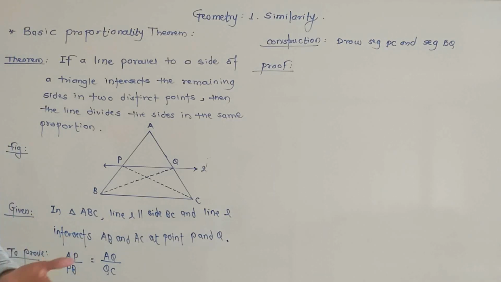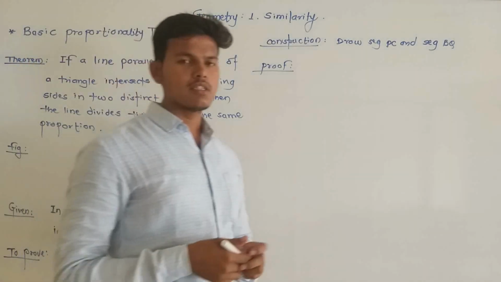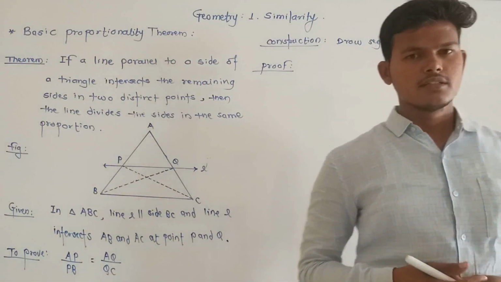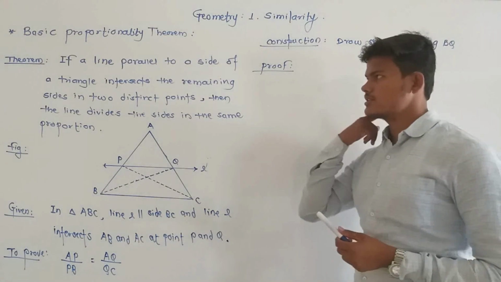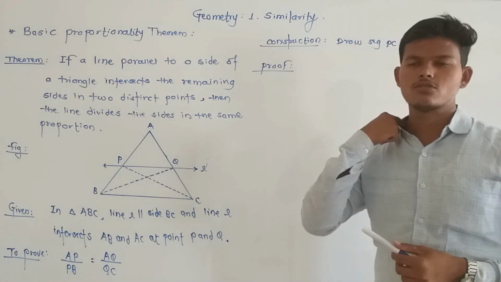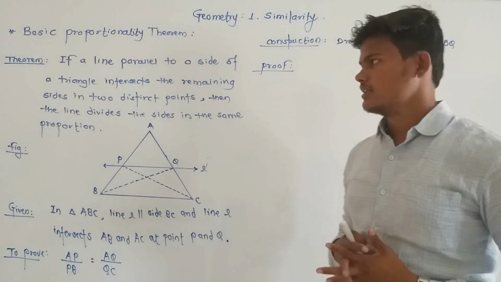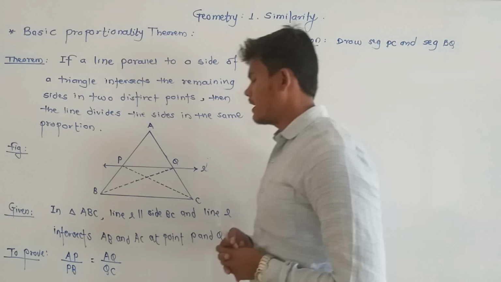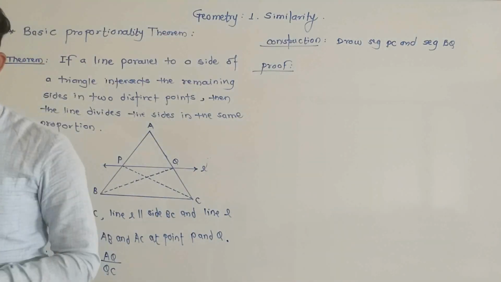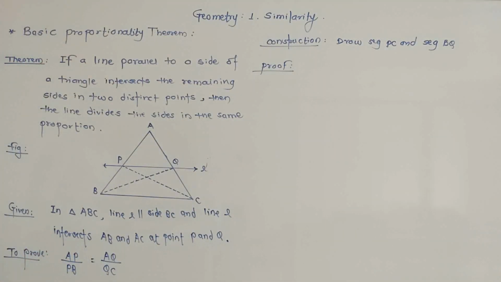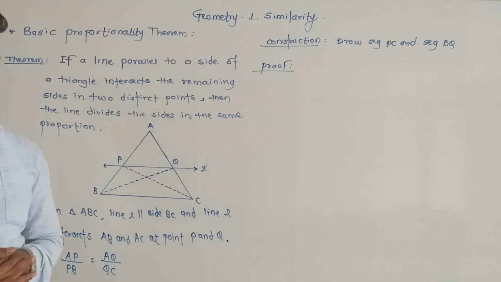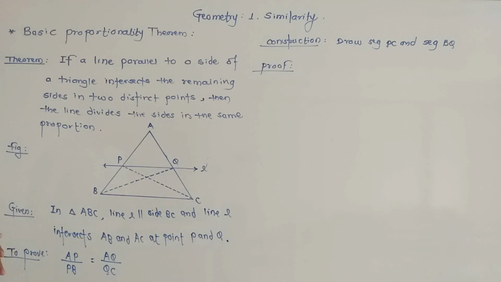So by using these properties, we have to see the first theorem, that is the basic proportionality theorem. It is also known as Thales theorem because the scientist Thales gave the basic proportionality theorem. What does the theorem state? The theorem is, if a line is parallel to a side of a triangle and intersects the remaining sides in two distinct points, then the line divides the sides in the same proportion.